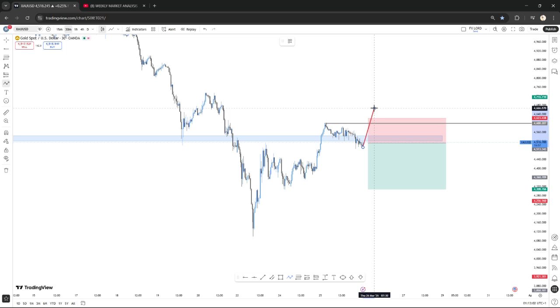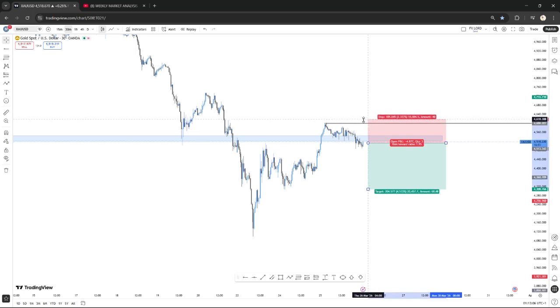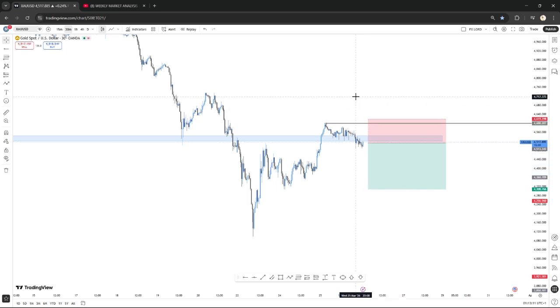Hope that is clear. If you are setting your stop loss, it must be above the previous high. Why must it be above the previous high? Let me write this out.